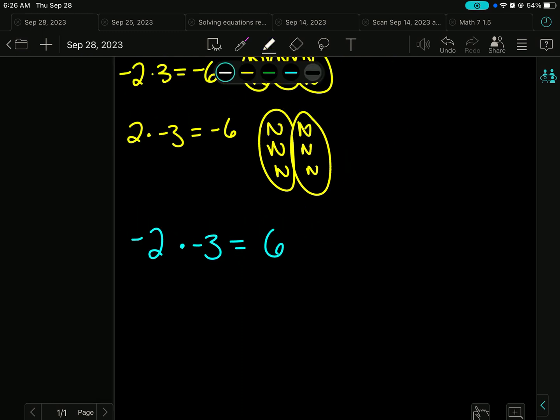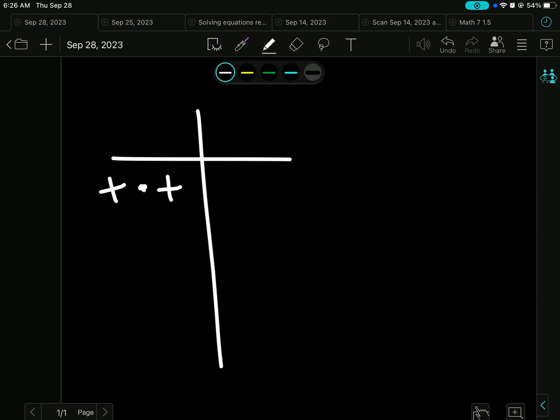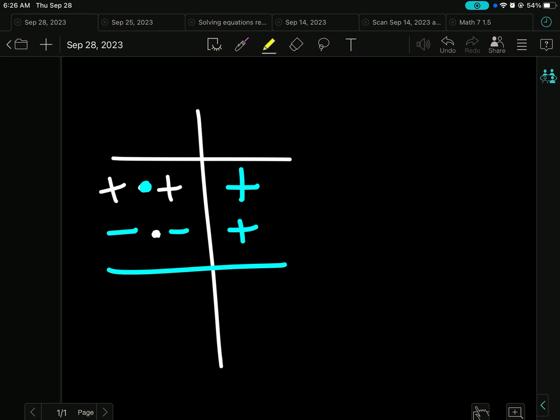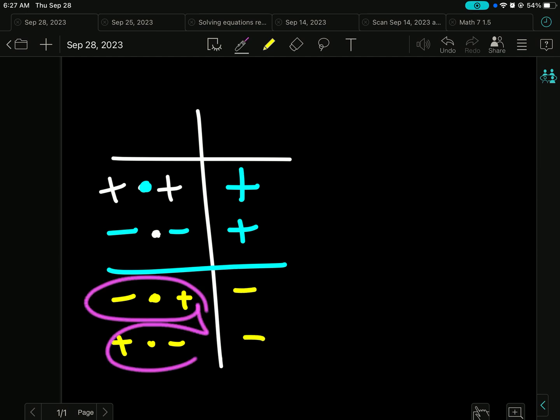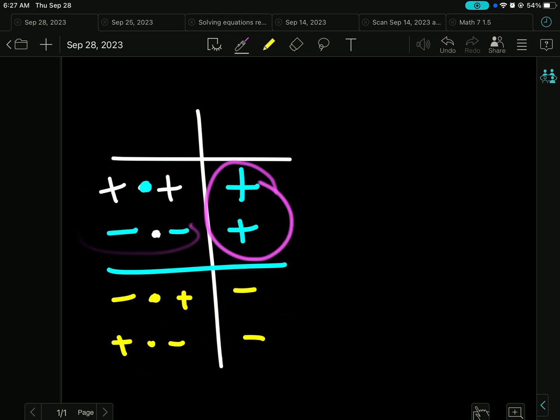So in general, let's make a little table here. A positive times a positive. So remember our little dot means times, I'm sorry. A positive times a positive is positive, and a negative times a negative is also positive. Okay? And if we have a negative times a positive or a positive times a negative, that answer is going to be negative. So in general, if we have one negative, the answer is going to be negative. If we have both positive or both negative, my answer is going to be positive.